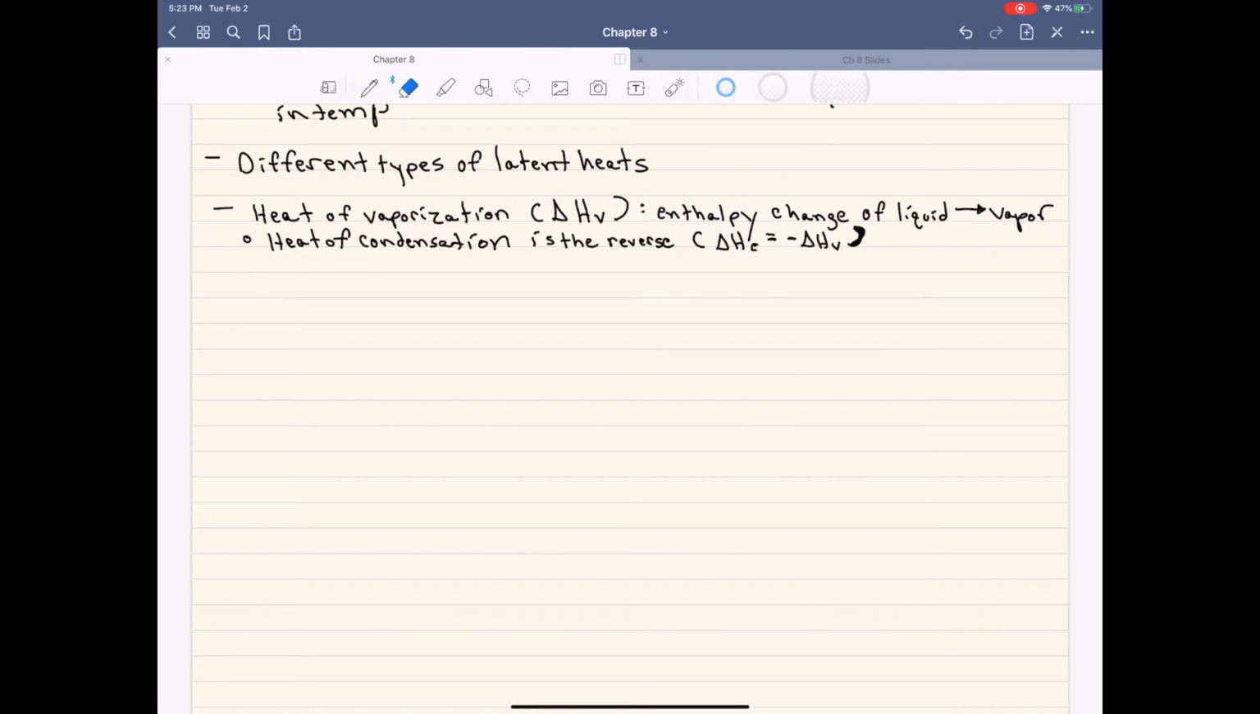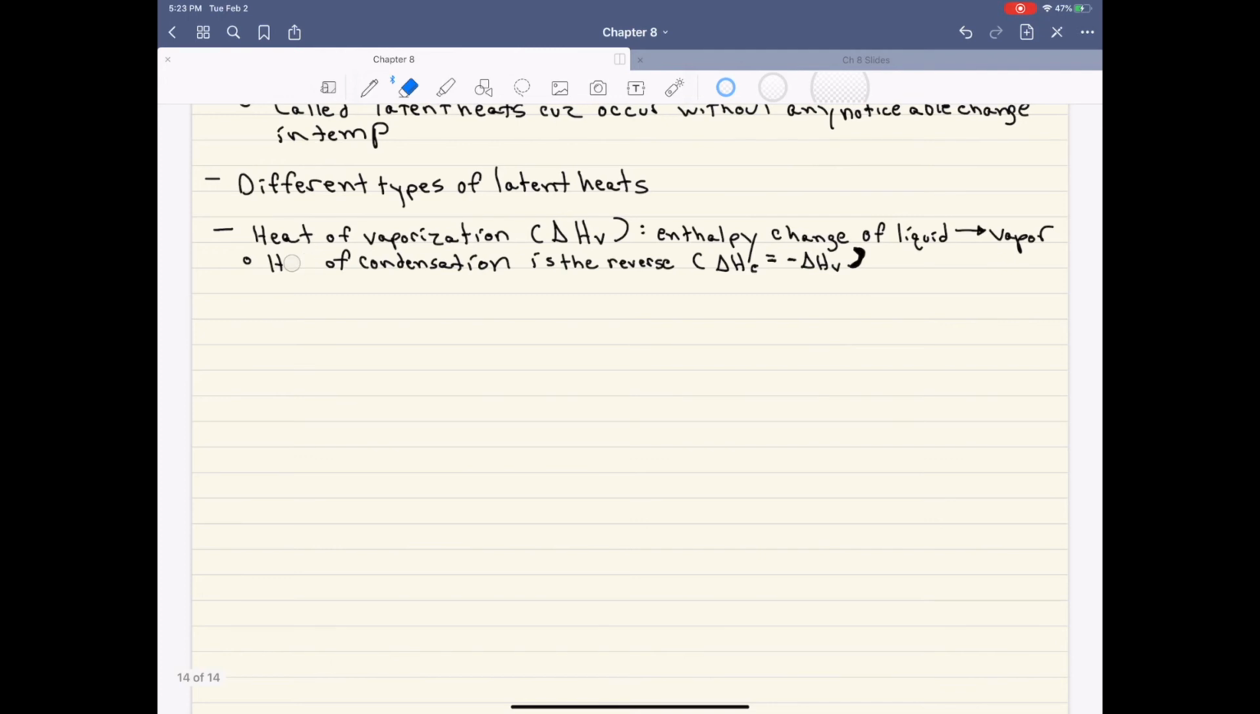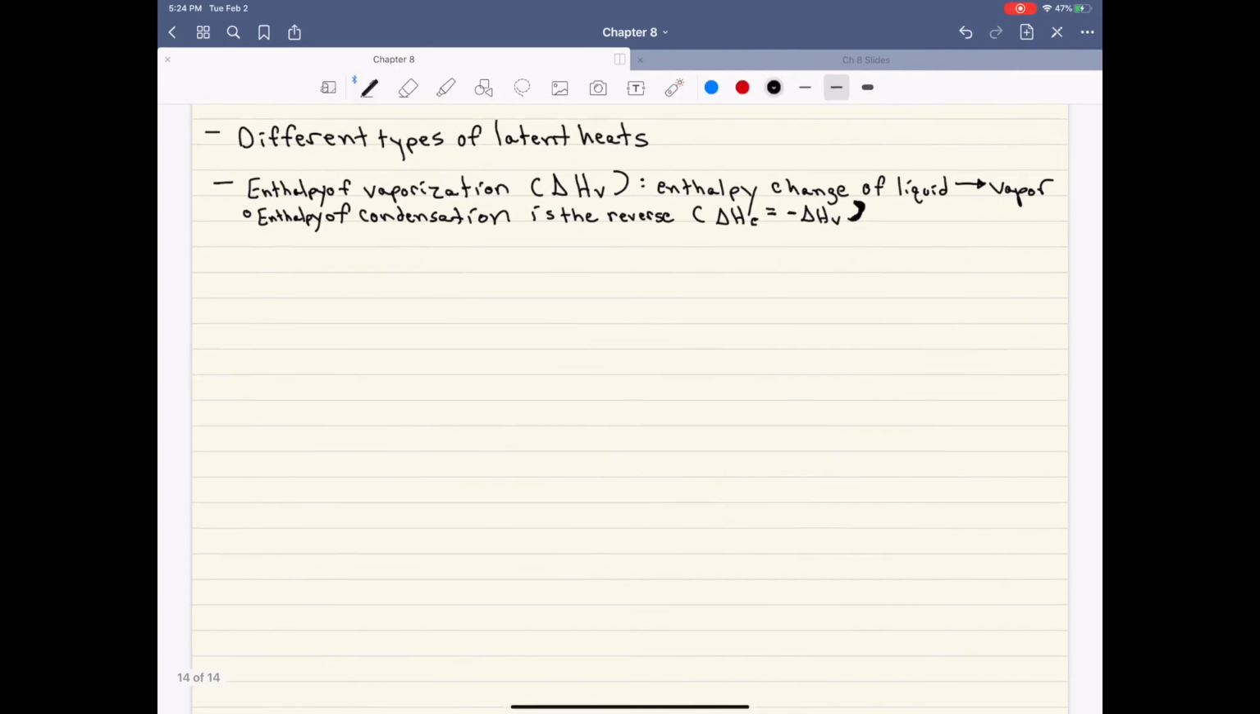In fact, I've used the word heat here, but probably a better word to be using is enthalpy, so we don't confuse this with the actual Q value in our energy balance. The reason that you see these called heat of vaporization, heat of condensation, is due to the fact that these terms were defined before we really knew the difference between heat and energy. Okay? All right, in any case, so enthalpy of vaporization and enthalpy of condensation deal with liquid and vapor phases.